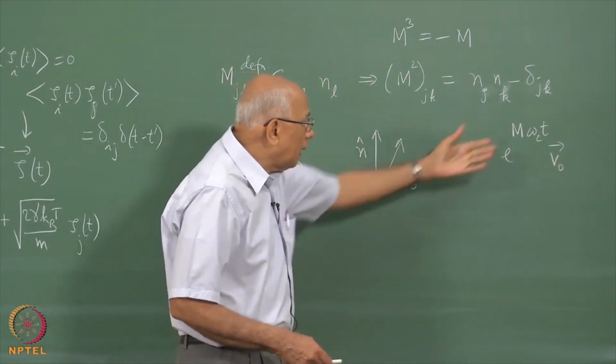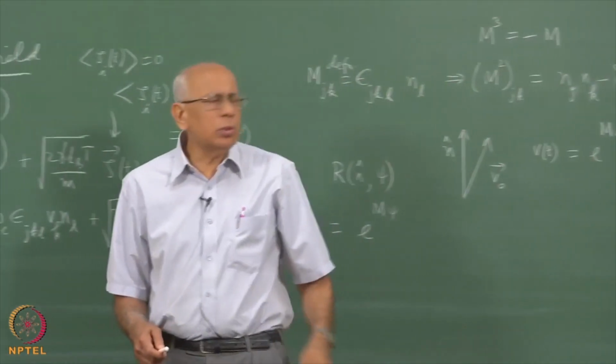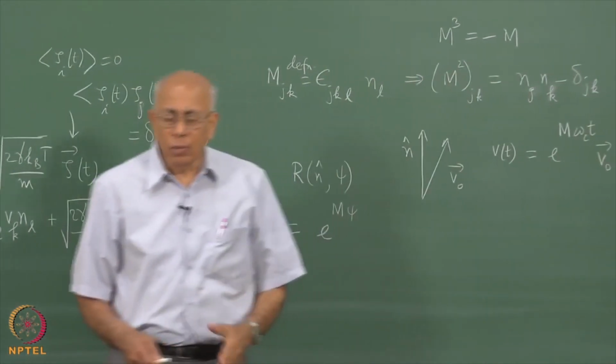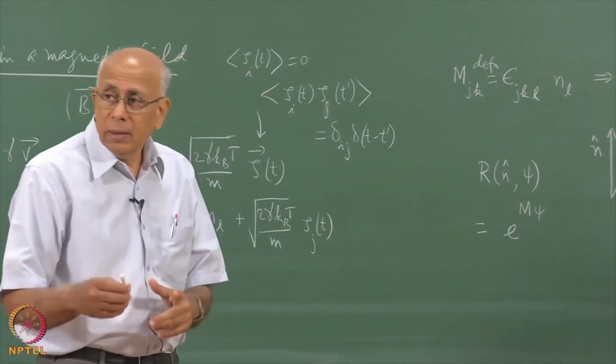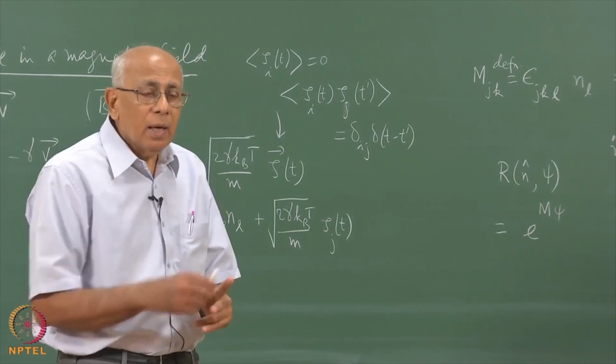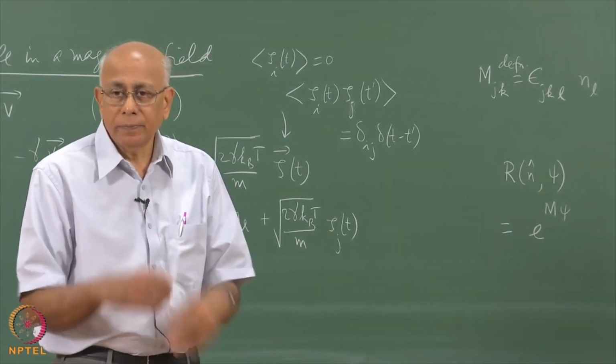And of course if I expand this out, using M cubed is minus M, I am going to get a piece which does not change, a piece along V naught, a piece along n, and a piece along V naught cross n.